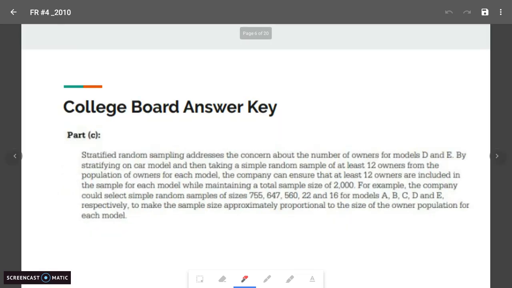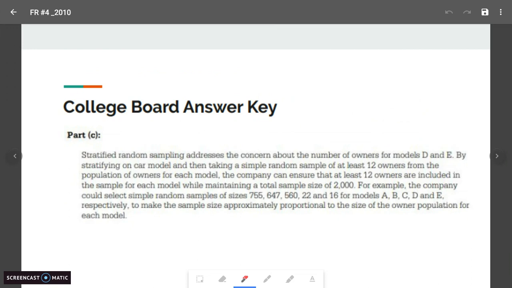And finally, for part C, we're looking for stratified random sampling here. So there were 3 big things they wanted us to talk about with this stratified data. Remember, you want to talk about it being random. Anytime you're collecting data, we want to make sure we're talking about random.